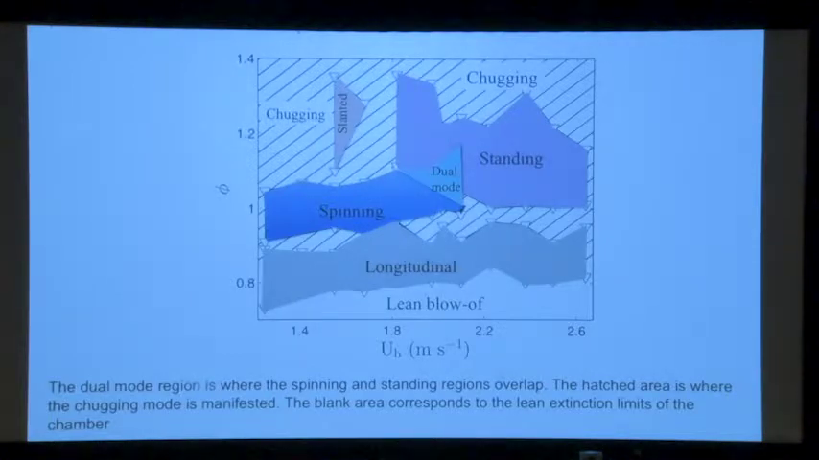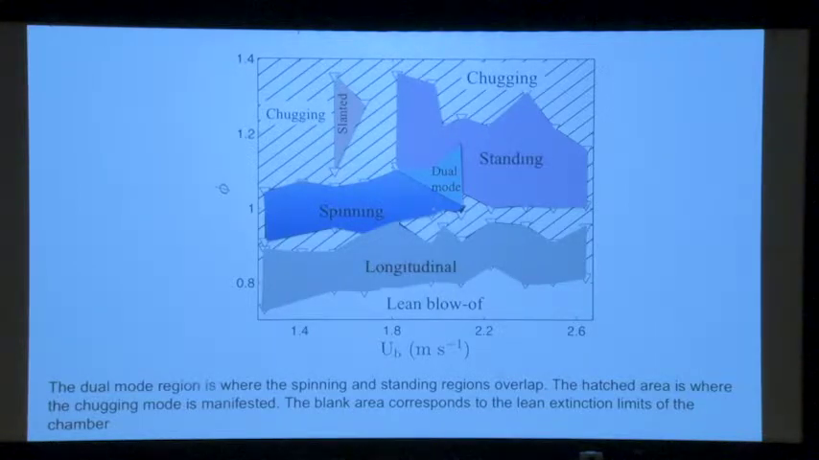So here we have the longitudinal mode. All over the place you have some sort of chugging mode. Here we have a spinning mode. So if you go at 1.4 and 1, you get a spinning mode. Here you get a standing mode, and in this region here, you get a dual mode. That is, it may be spinning or it may be standing. And this depends on the way you get there.